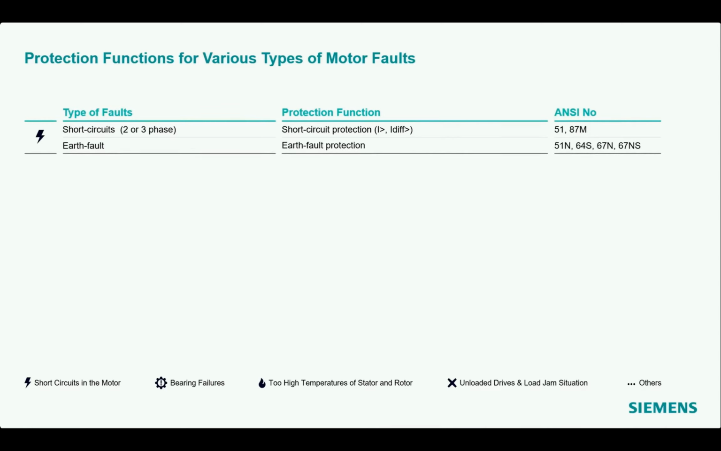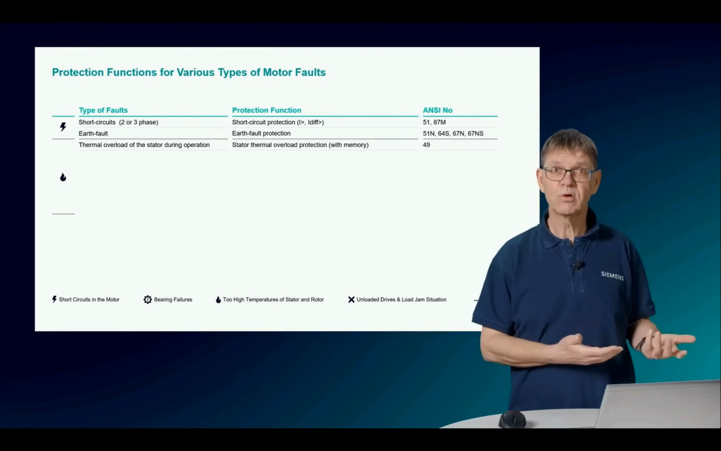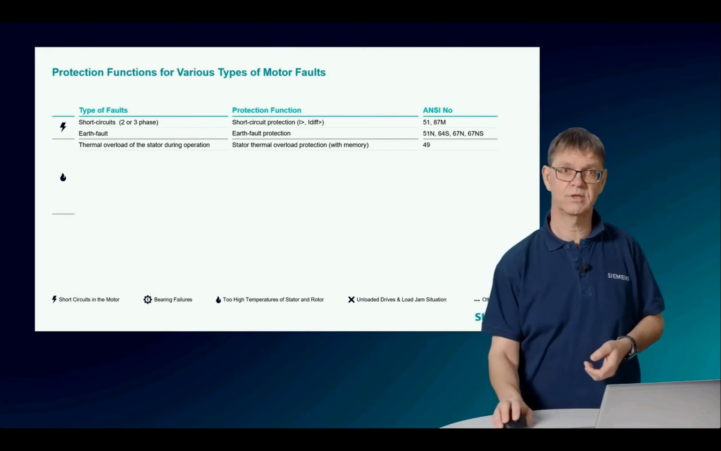Also for earth faults or single-phase faults, we have an earth fault protection. Here it depends if we have a grounded network, then normally a simple overcurrent protection for the ground is sufficient. If we have an isolated or compensated network, then we probably need a directional sensitive ground fault protection. Then the temperatures, thermal overload of the stator during operation. Here we have the stator thermal overload protection, or ANSI 49.